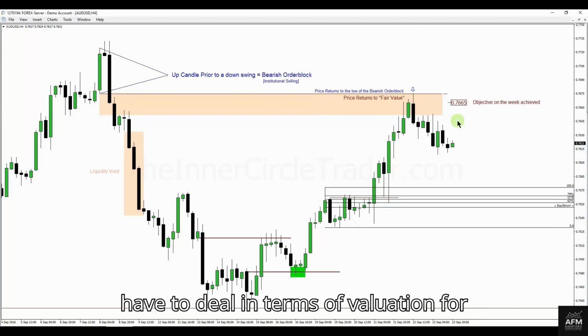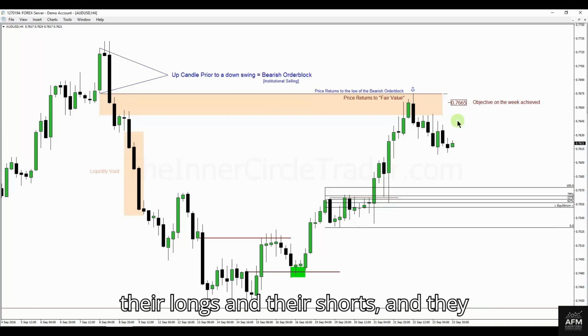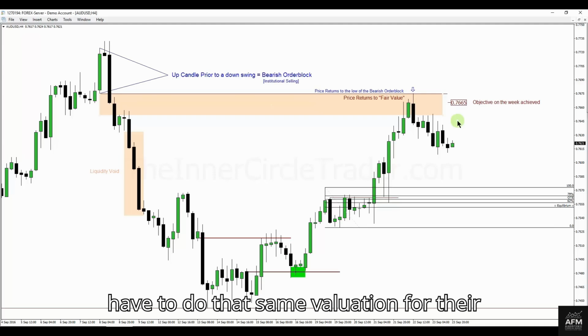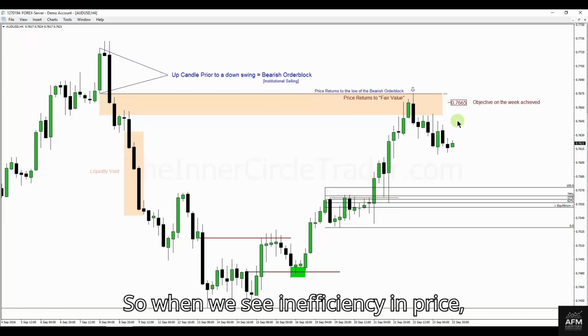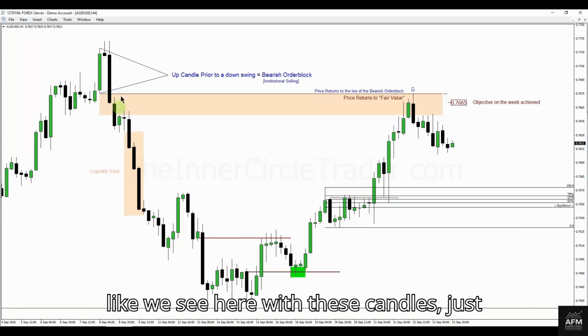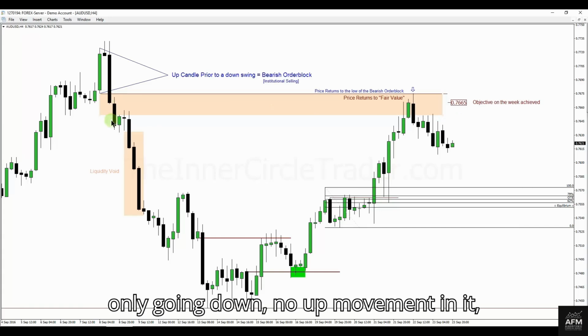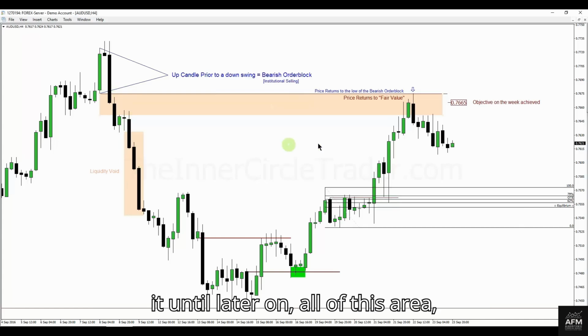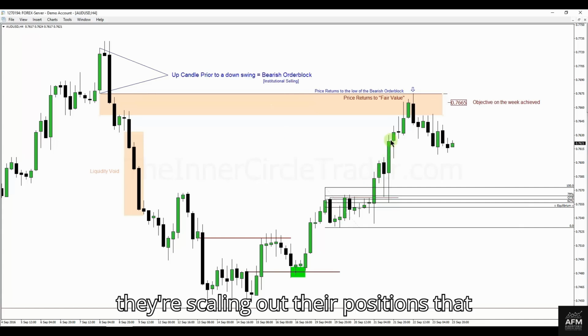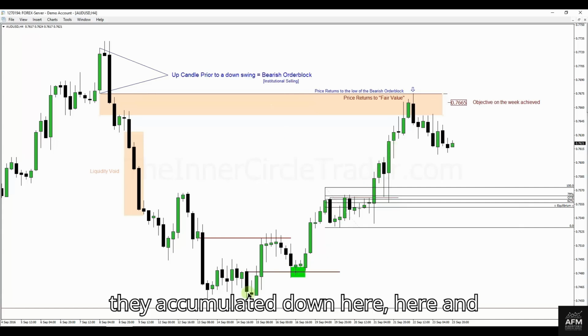See, market makers have to deal in terms of valuation for their longs and their shorts, and they have to do that same valuation for their exits on both sides of the marketplace. So when we see inefficiency in price, like we see here with these candles, just only going down, no up movement in it until later on, all of this area, they're scaling out their positions that they accumulated down here, here, and here.